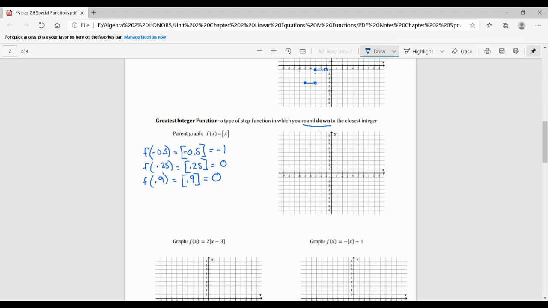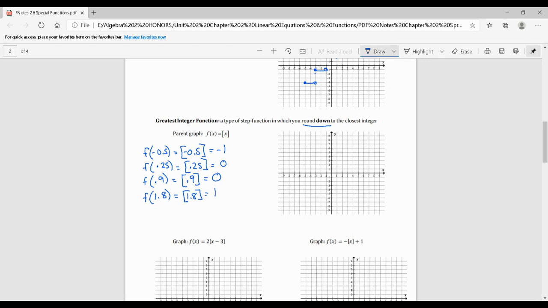That's what's going to create a horizontal interval there and a step, because we have multiple x values that give us the same y value. We'll do one more. How about f of 1.8? F of 1.8 is saying the greatest integer of 1.8, which rounding down gives me 1.